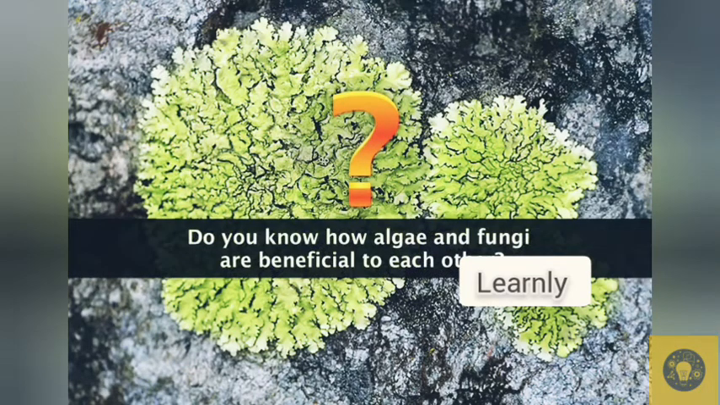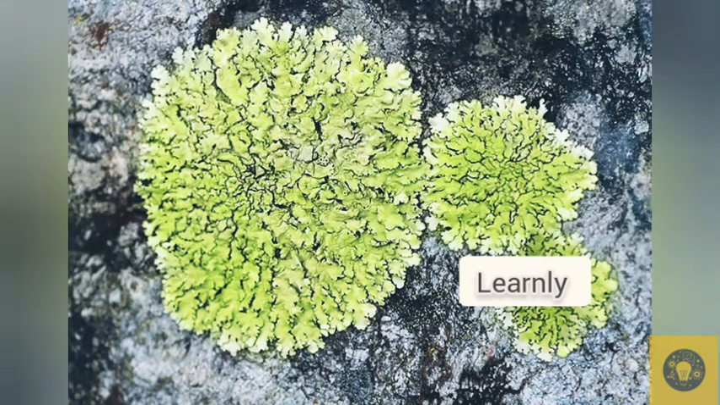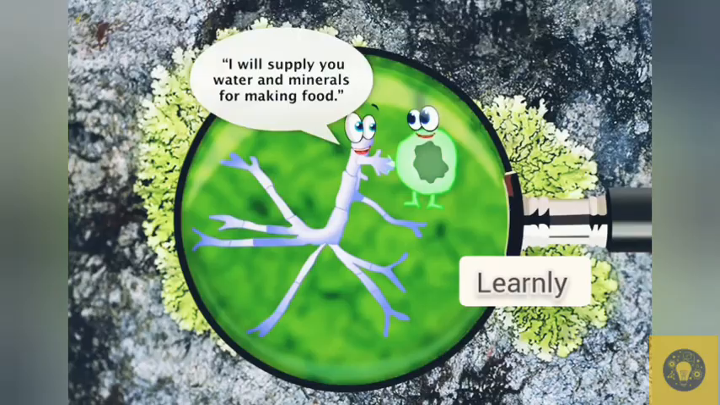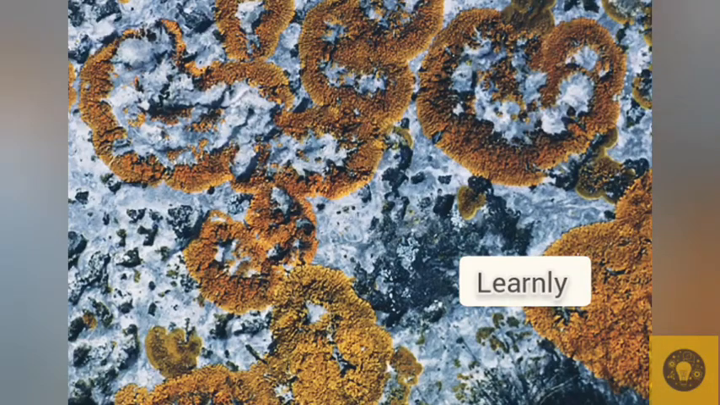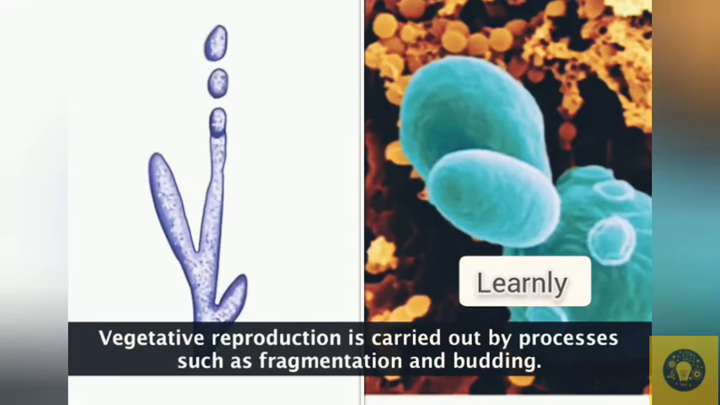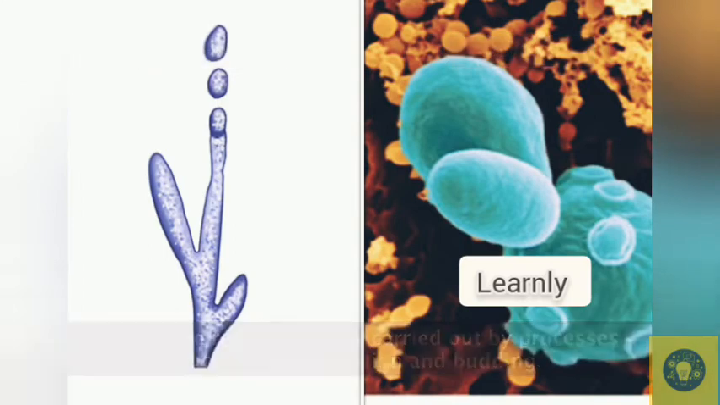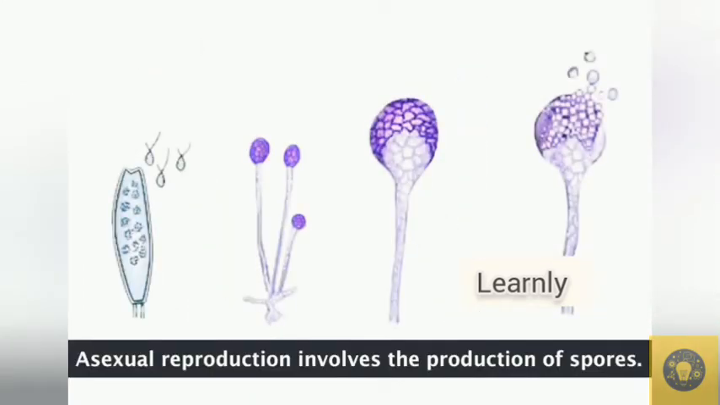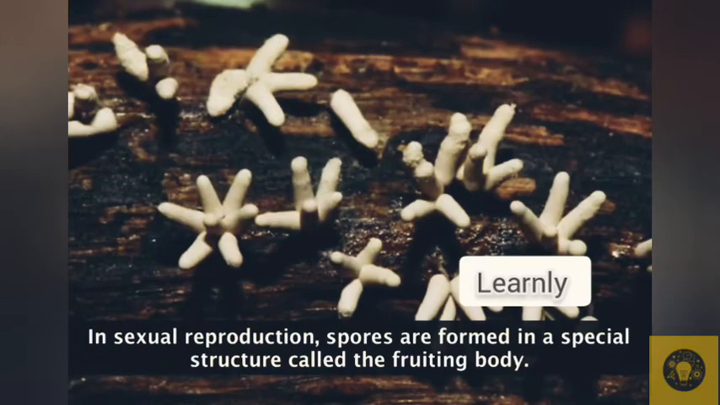Do you know how algae and fungi are beneficial to each other? In lichen, the alga prepares food, and the fungus provides water, minerals, and shelter. Fungi can reproduce in 3 ways. Vegetative reproduction is carried out by processes such as fragmentation and budding. Asexual reproduction involves the production of various types of spores. In sexual reproduction, spores are formed in a special structure called the fruiting body.